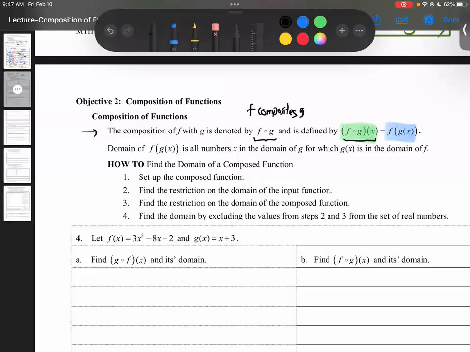Let me explain it to you. What do they mean by the domain of f of g of x is all the numbers x in the domain of g for which g of x is in the domain of f? It's quite a mouthful. That's what they meant by this. I have two functions, function f in blue, and then function g in red. We call that machine, right? So this is my f, and this is my g.